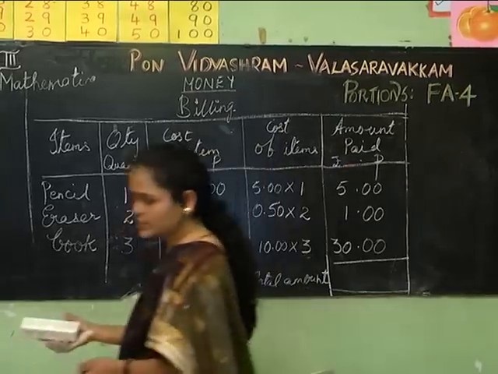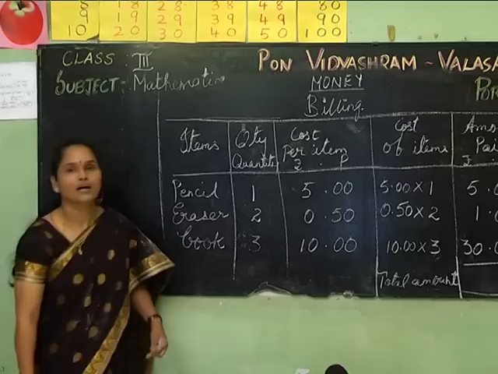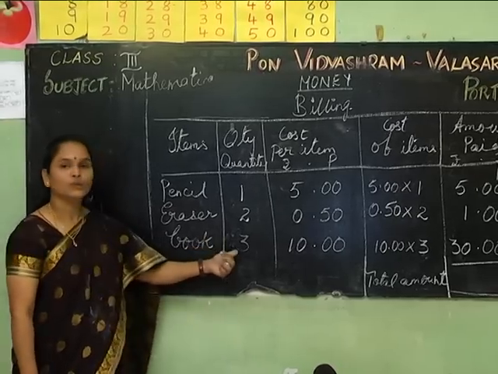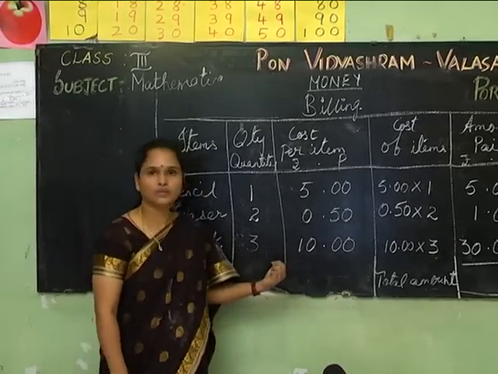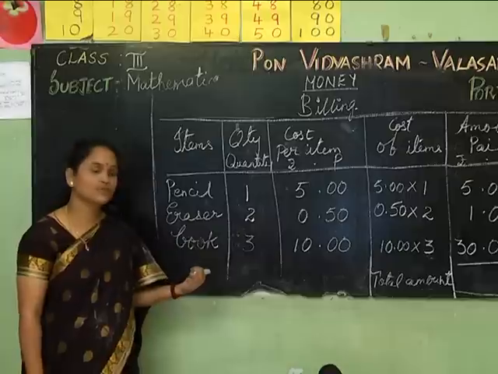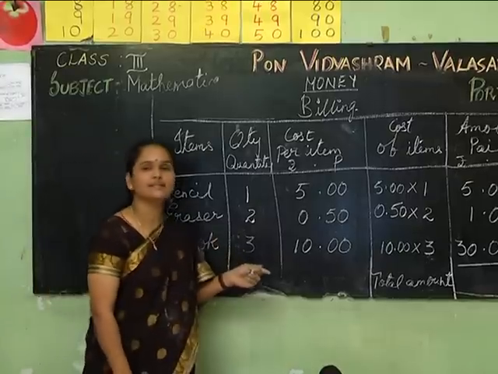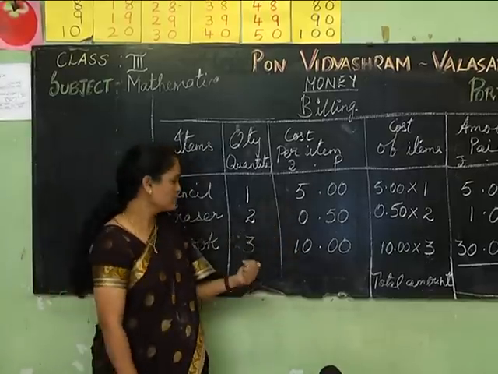Then the last thing that you purchased is book. You have purchased 3 books. Okay, how many books, children? You have purchased 3 books. 3 is nothing but the quantity of books.